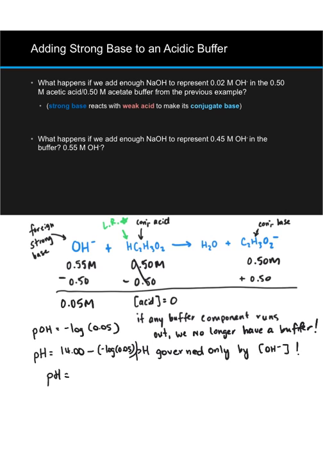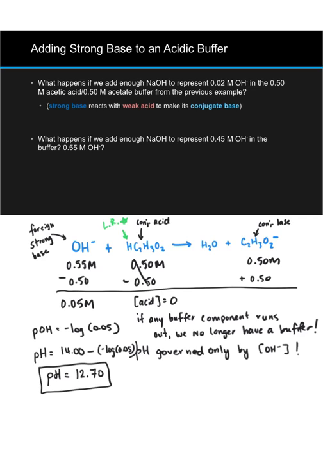The pH now is 12.70. We have strayed far from our buffer. This is 167% different than our original buffer's pH. At this point, we say we've overwhelmed the buffer and completely destroyed it.